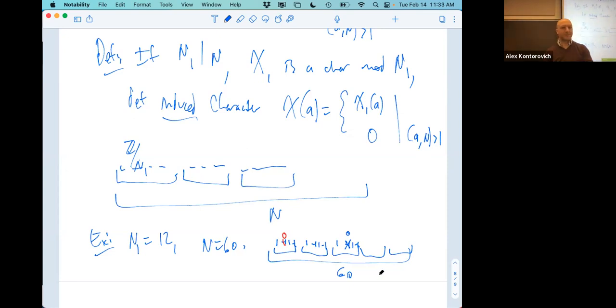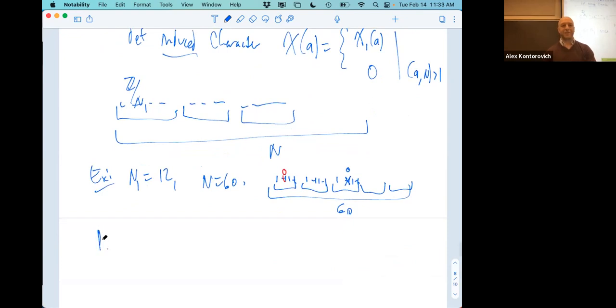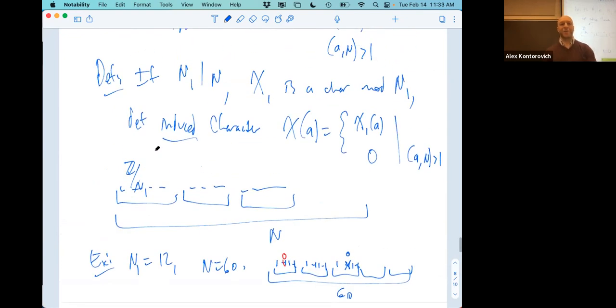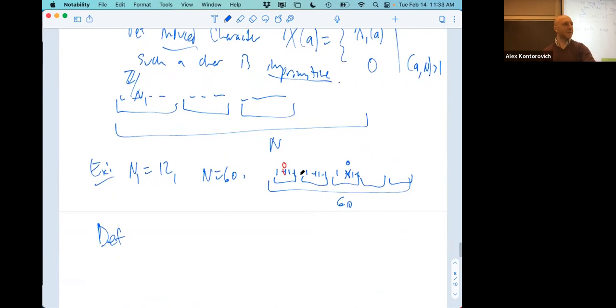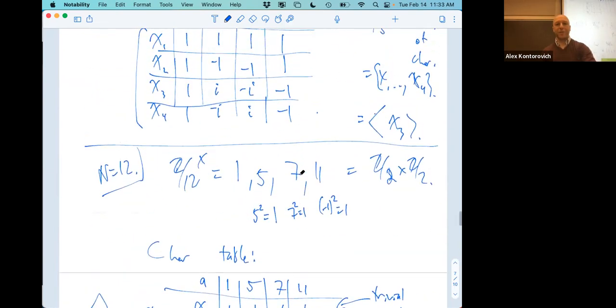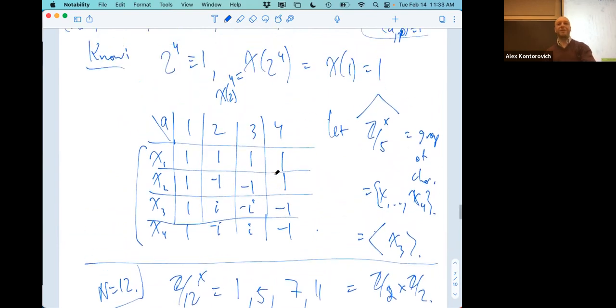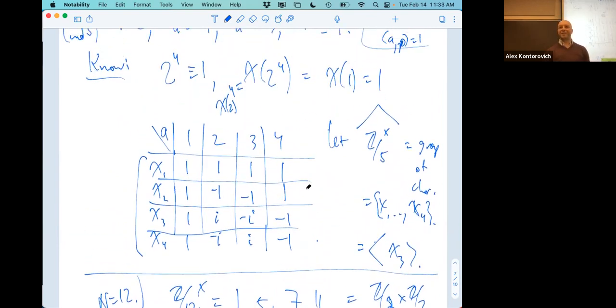Does that make sense? So that's an induced character, and then we say a character is primitive if it's not induced from some smaller modulus. Better yet, I'll say such a character is imprimitive if it's induced from a divisor n1 of n, if it takes on these values from a divisor. Primitivity versus imprimitivity. If we look mod 5, are any of these characters imprimitive? We have to look at divisors of 5, and there are no proper divisors of 5 because it's prime. So these are all primitive.